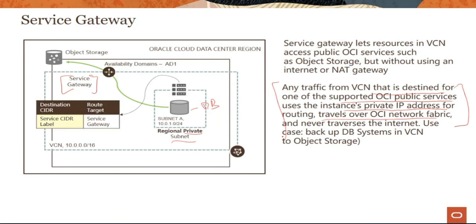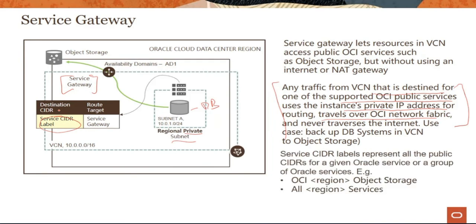Now, how does this work? Similar to the previous examples, you have a route table here. Now, instead of giving a specific CIDR block here, you provide a service CIDR label. There are two kinds of labels available today. For example, if you are going to object storage, which is a regional service, you could specify OCI region object storage here, or you could specify all services. So in future, if you have other services you want to access, you could do that, because you have access to all the OCI services by going through your service gateway.